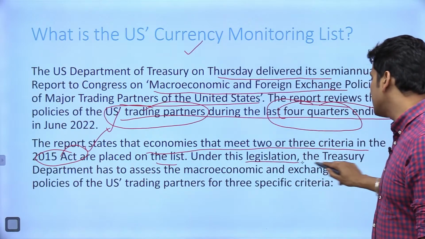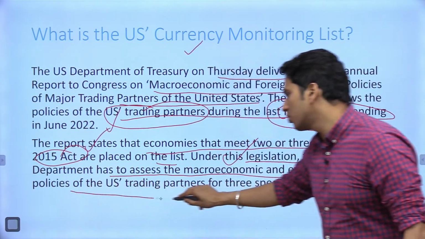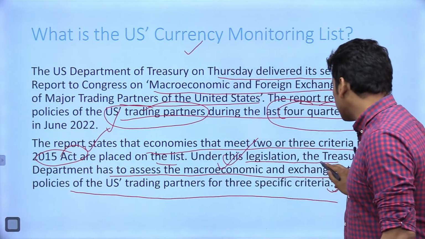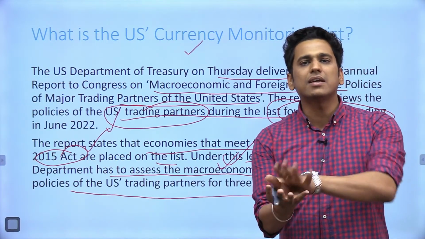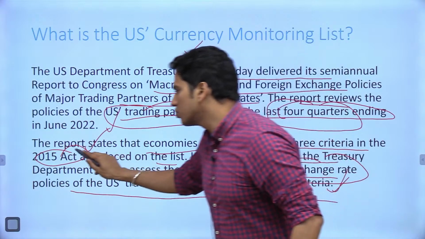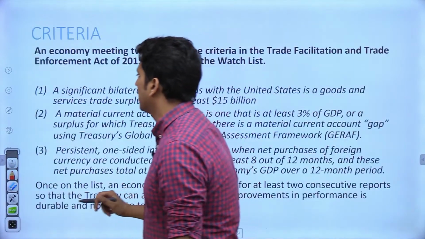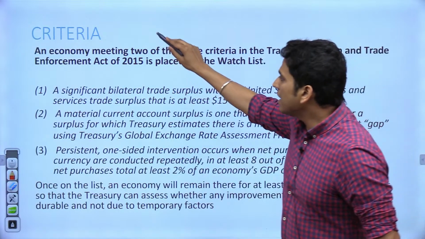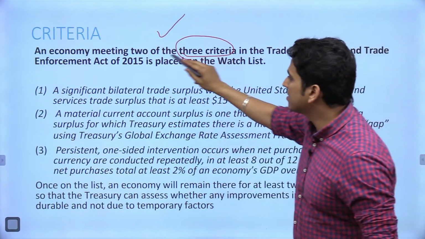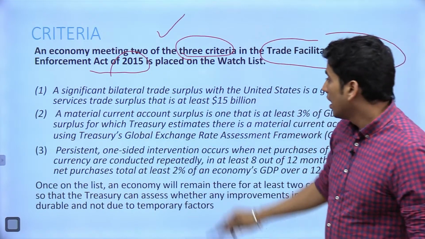Placed on the list under the legislation, the Treasury Department has to assess the macroeconomic and exchange rate policies of US trading partners for the specific criteria. So basically here macroeconomic policies plus the exchange rate policies of the USA trading partners are continuously monitored for 3 basic criteria that we're going to discuss according to the 2015 Act. Now these things become very, very important. Let's try to see what is the basic criteria. First of all, an economy meeting 2 of the 3 criteria, very, very important. अगर कोई country या कोई economy 3 में से 2 criteria meet कर लेती है in the Trade Facilitation and Trade Enforcement Act of 2015, is placed on the watch list.